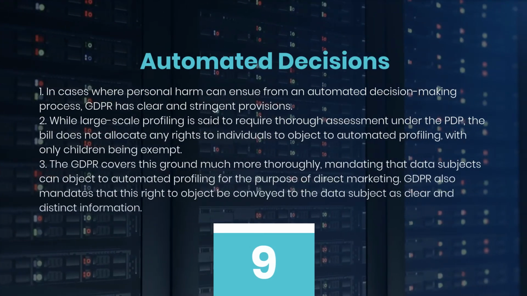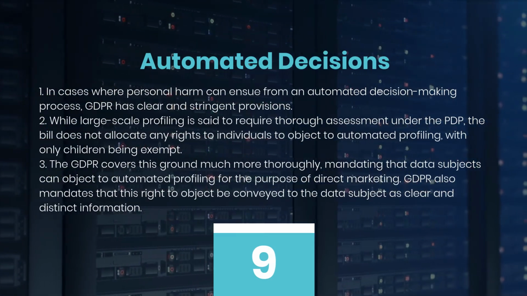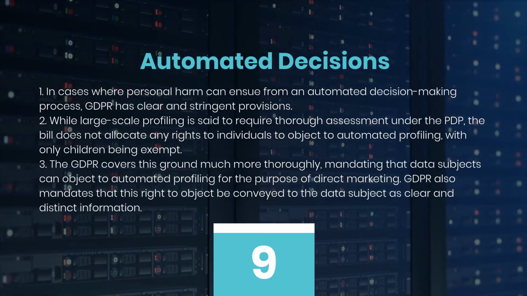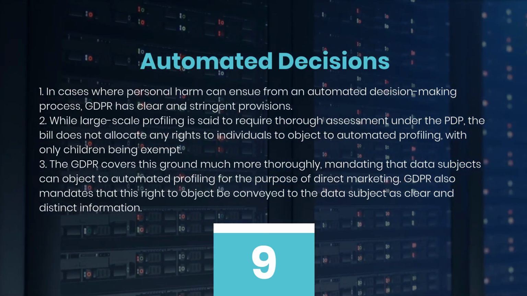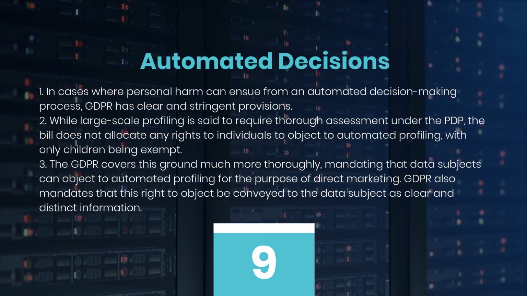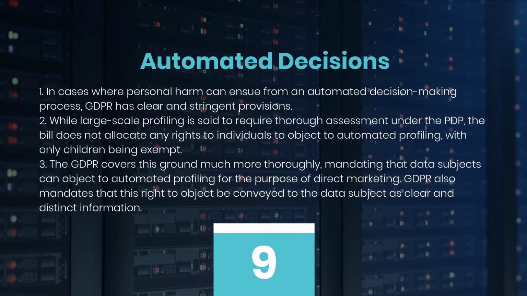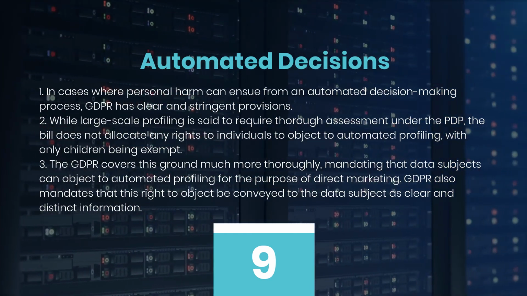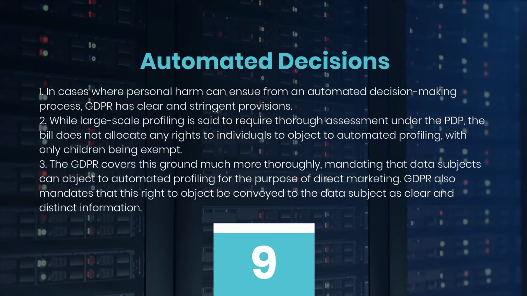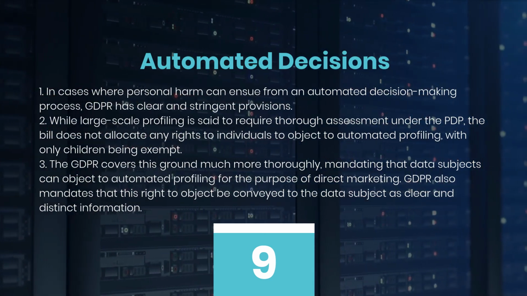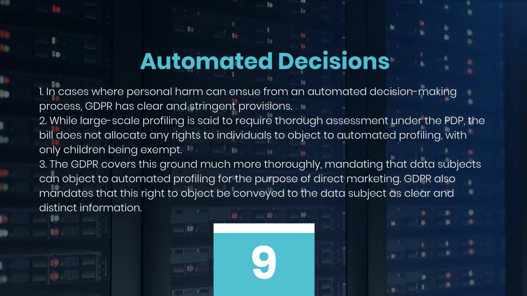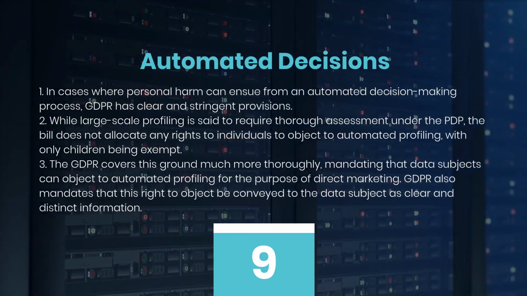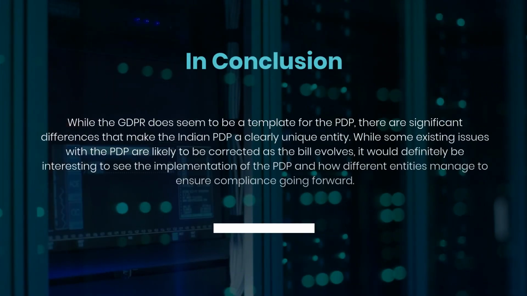Automated decisions. In cases where personal harm can ensue from an automated decision-making process, GDPR has clear and stringent provisions. While large-scale profiling is said to require thorough assessment under the PDP, the bill does not allocate any rights to individuals to object to automated profiling, with only children being exempt. The GDPR covers this ground much more thoroughly, mandating that data subjects can object to automated profiling for the purpose of direct marketing. GDPR also mandates that this right to object be conveyed to the data subject as clear and distinct information.